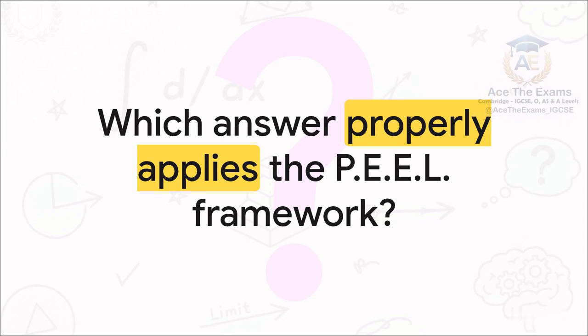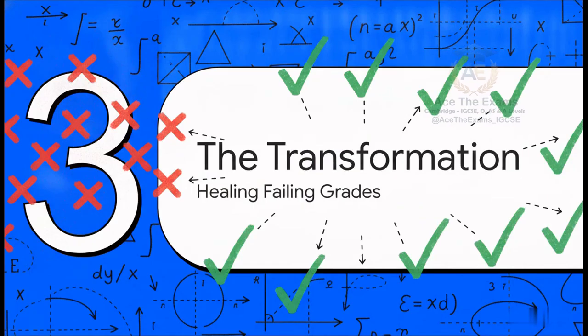Okay, time's up. If you chose answer B, you are absolutely correct. Nailed it. Answer B leaves literally zero room for examiner doubt. It provides the point, the hard evidence, the mathematical explanation, and that crucial final link right back to the command word. Moving on to Section 3, the transformation. Let's heal those failing grades.